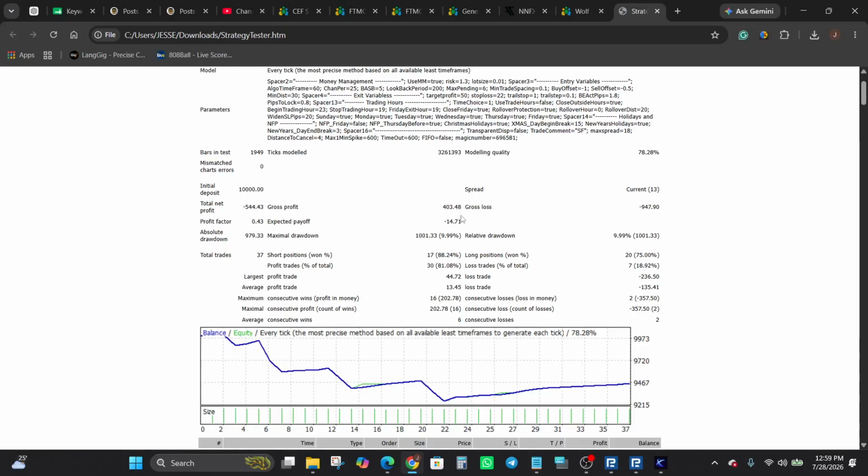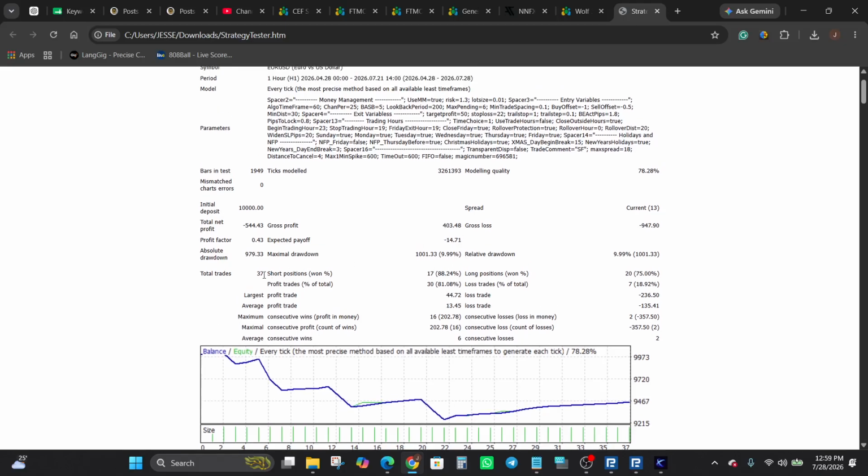That gave a profit factor of 0.43. The maximum drawdown reached 9.99%, and out of 37 total trades, a striking 81% were profitable. But here's the number that explains everything.